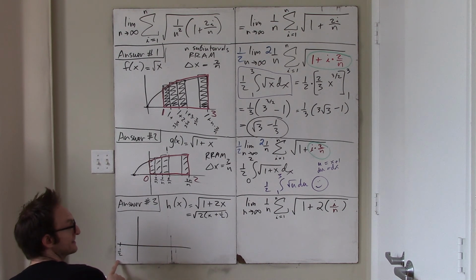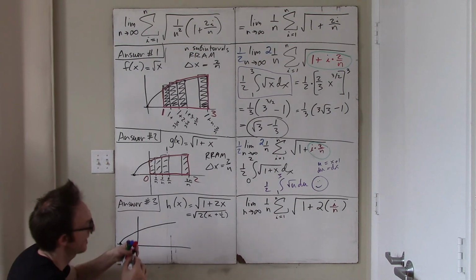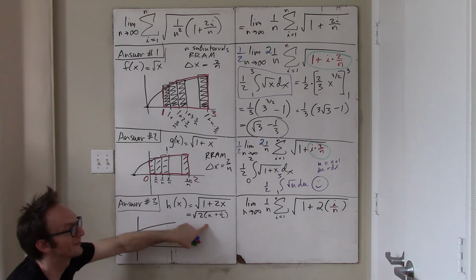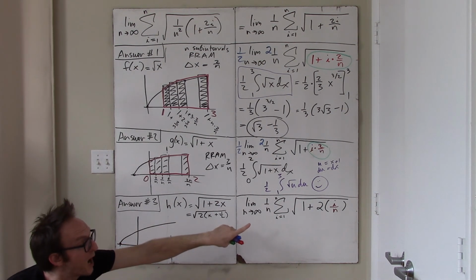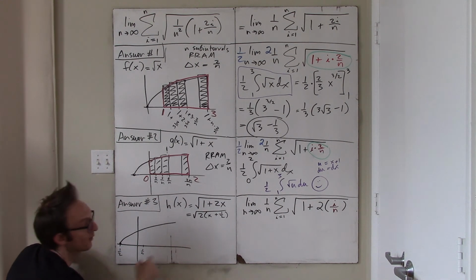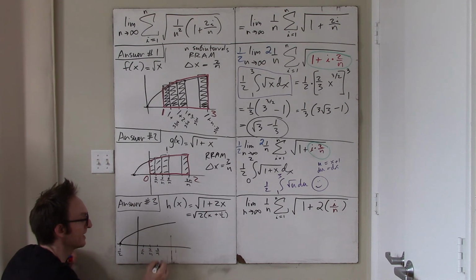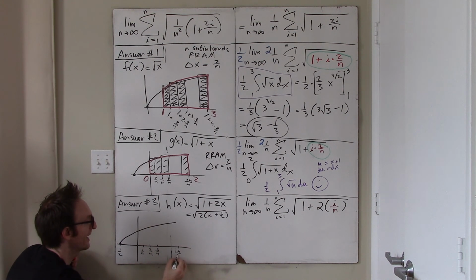Okay, so this is this function h. But what's the first thing I plug into this function? When i is 1, I'm plugging in 1 over n. So 1 over n. When i is 2, I'm plugging in 2 over n. When i is 3, I'm plugging in 3 over n. And I go all the way out to n over n.